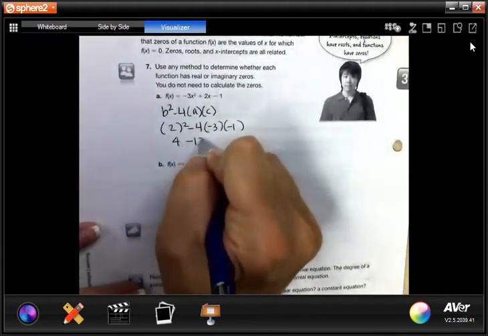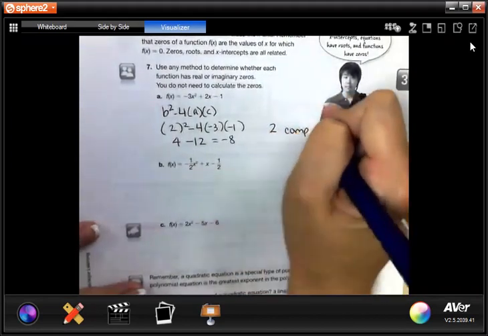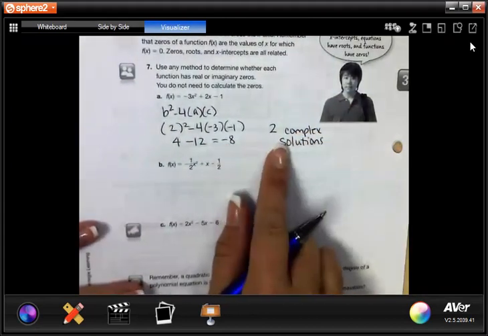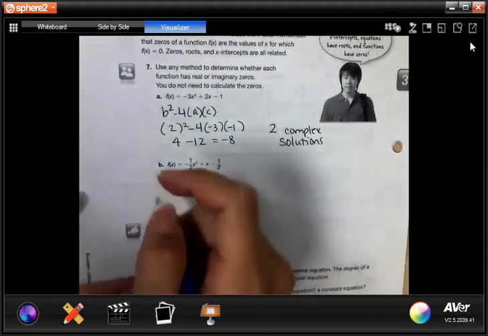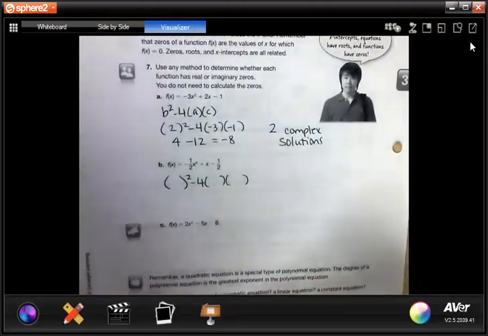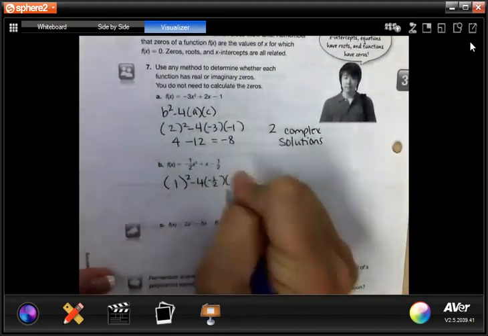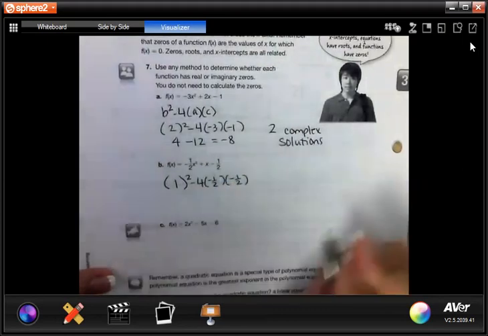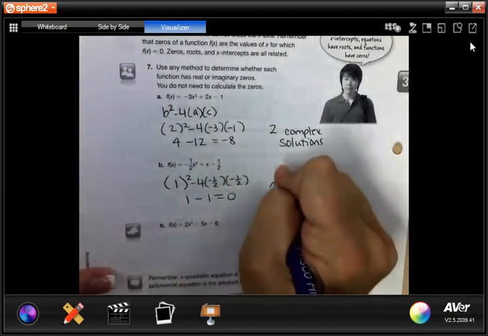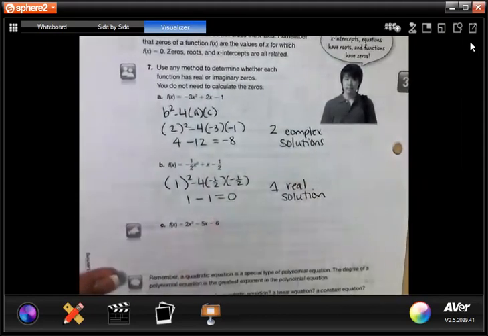That gives me 4 minus 12, which is equal to -8. So my answer here would be two complex solutions. Because the discriminant is negative, I know it's two complex solutions. All right, so here we set up our b squared minus 4ac. And so my b value is 1, my a value is -1/2, and my c value is -1/2. I simplify this and get 1 minus 1, which is 0. That would be one real solution. We said when our discriminant is equal to 0, it is one real solution.